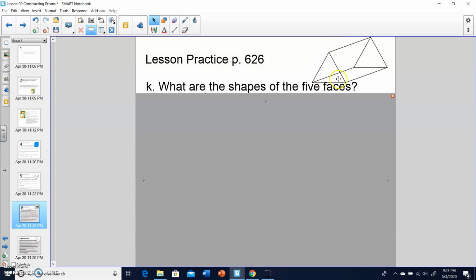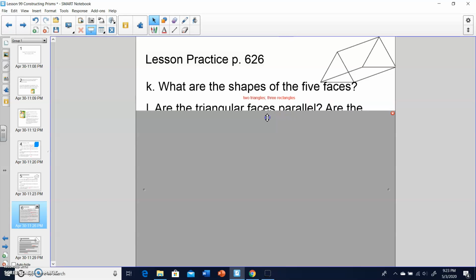Here, the front face is a triangle. The back face is a triangle. Now, if I'm looking at the right side, this is a rectangle. If I'm looking at the bottom, this is a rectangle. So I have 2 triangle faces and 1, 2, 3 rectangles.